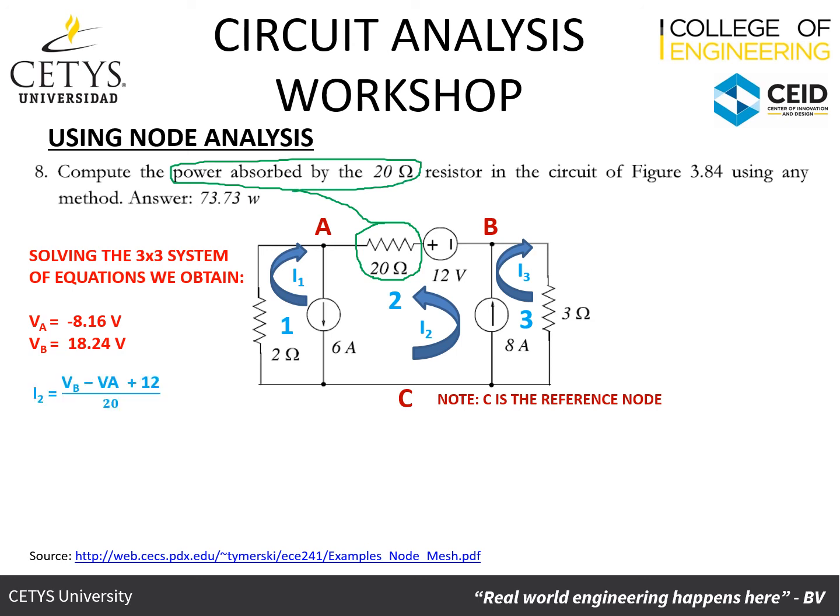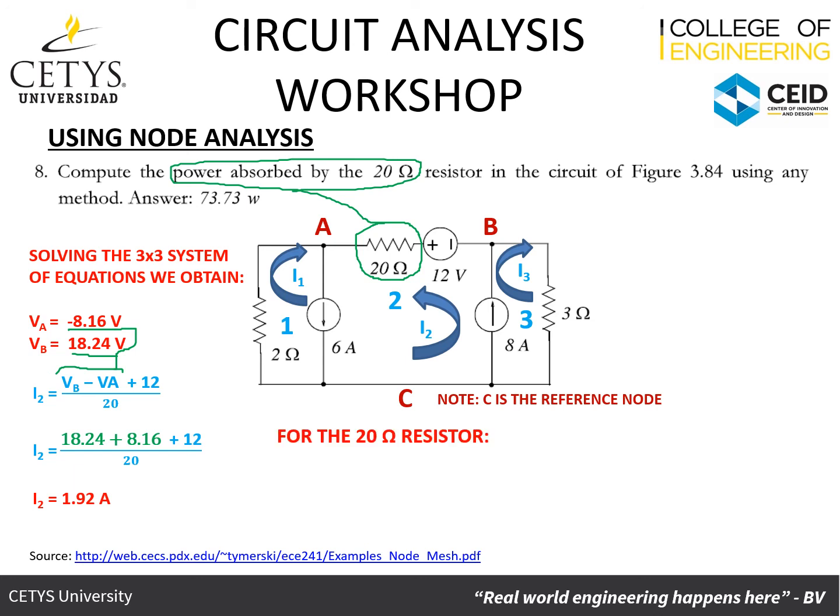And so we also had an expression that related the current I2 with VB and VA. Remember that the current I2 is the current that's going through the 20 ohm resistor. So if we substitute these 2 values that we found for VA and VB into this expression, we can find I2, okay? And so I2 is going to be 1.92 amps.